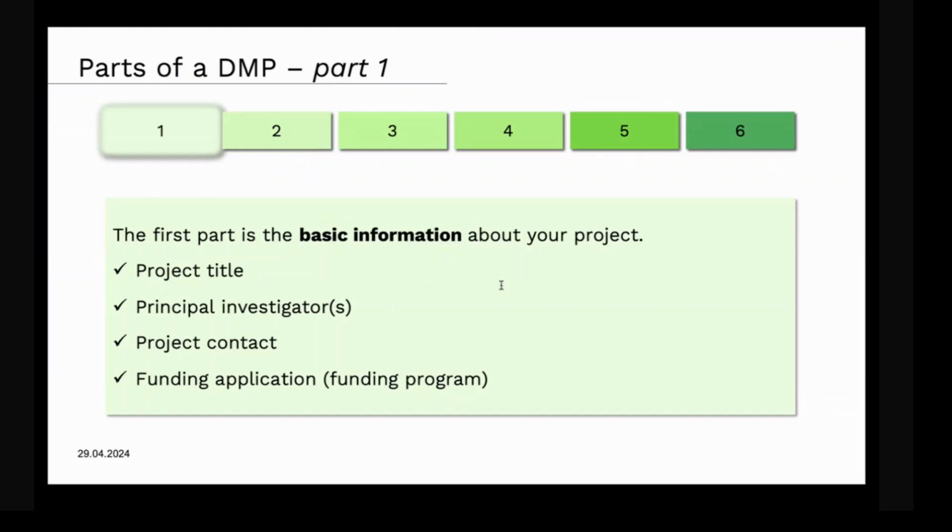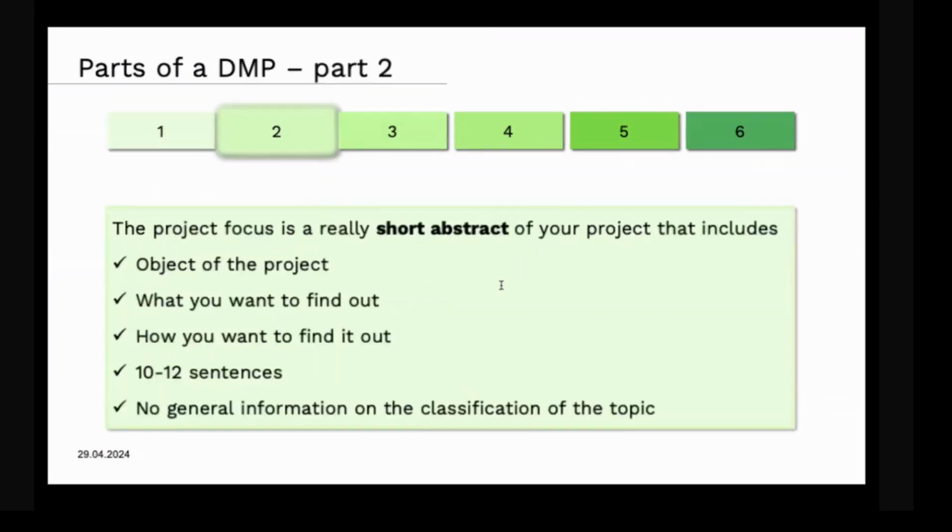So you always have to start with basic information about your project. Whoever reads your DMP needs to understand a little bit about the background. You don't have to tie in your whole proposal, but at least the abstract. So what is the title? Who's involved? Who to contact about the data, and where is the money coming from?